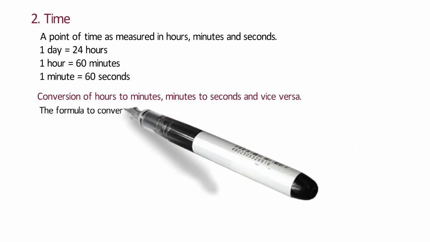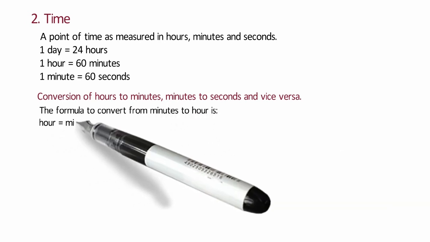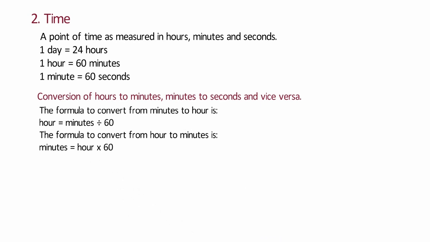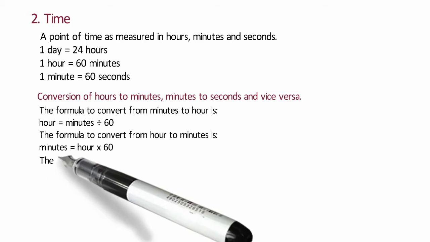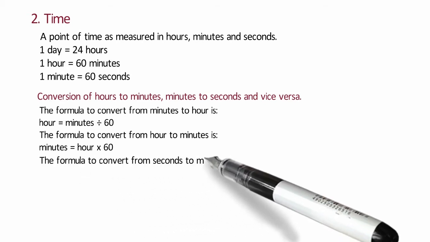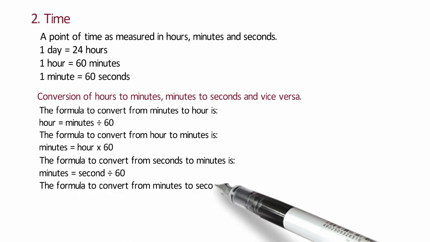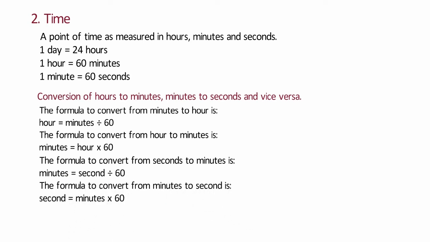The formula to convert from minutes to hour is hour equals minutes divided by 60. The formula to convert from hour to minutes is minutes equals hour into 60. The formula to convert from seconds to minutes is minutes equals seconds divided by 60. The formula to convert from minutes to seconds is seconds equals minutes into 60.